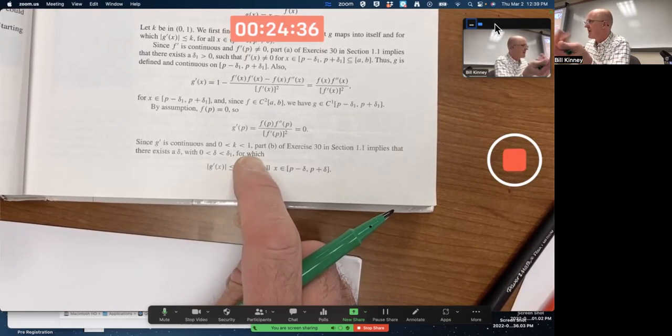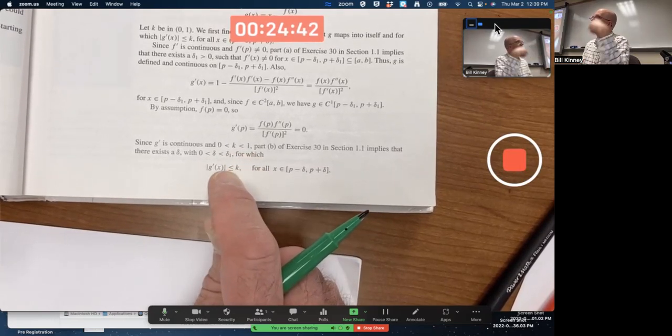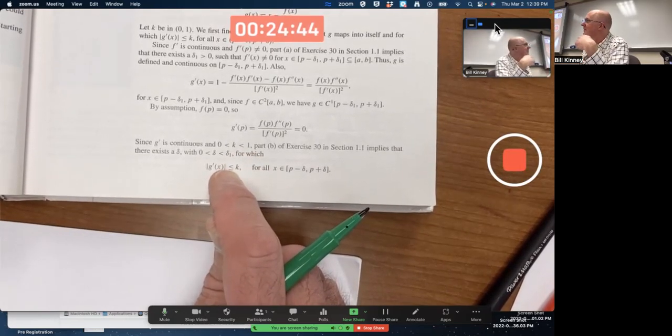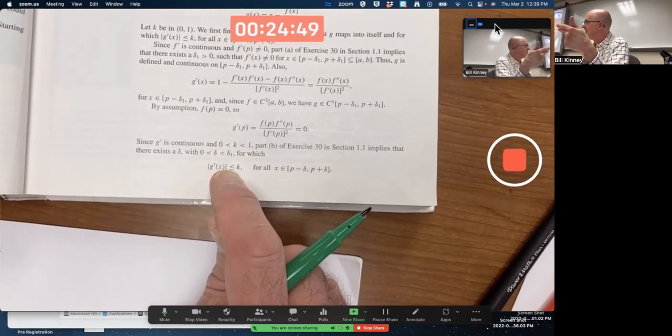Could we say K is bigger than 1 as well? Yeah, you could also say K is bigger than 1, but we want it to be less than 1 so that we can apply that contraction mapping theorem. We want to set this up so we can apply the contraction mapping theorem ultimately.